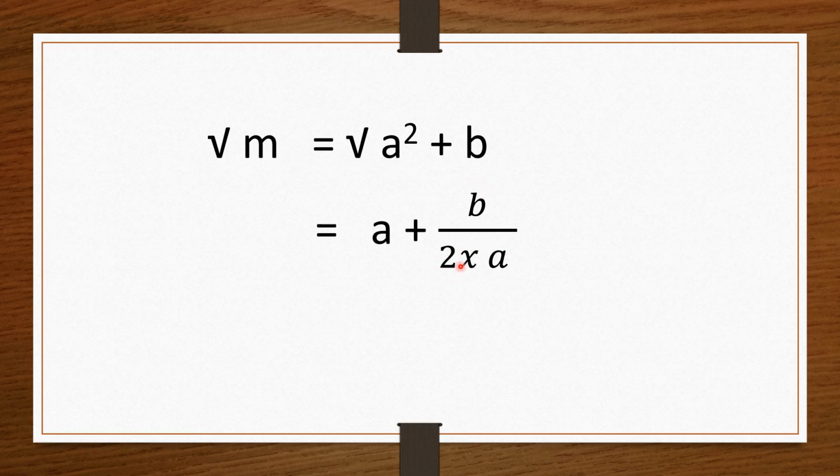And I've already told you that this 2 is permanent. For any problem you take, this 2 is permanent. And whatever number appears here comes here as a. And another combination you can think of is a square minus b. So instead of a plus here, you will get a minus here. So a minus b by 2 times a. So both the ways you will get an approximate answer close to the actual answer.